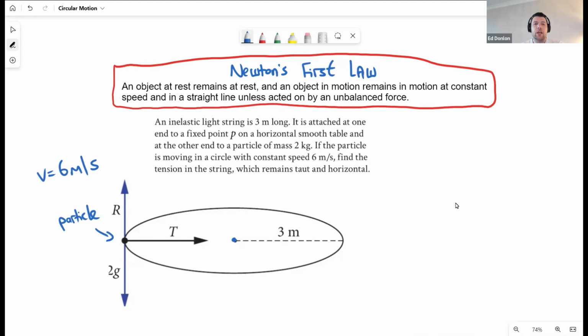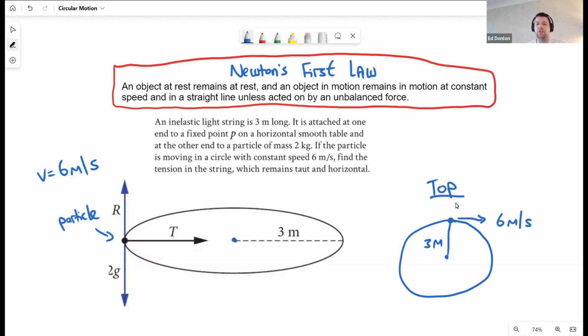Now, to consider this problem, first of all, this is kind of a side-on view, but let's look at it from the point of view of looking straight down from the top of this circle. So here is an observer from the side, but here we're looking straight down from the top. So we have our radius of 3 meters. We have our particle going around, and its constant linear velocity is 6 meters per second. Okay, so that's our v.